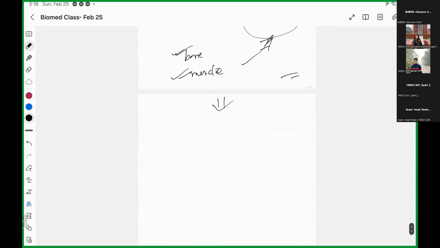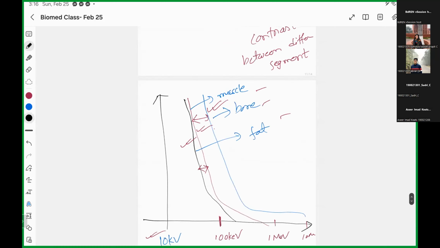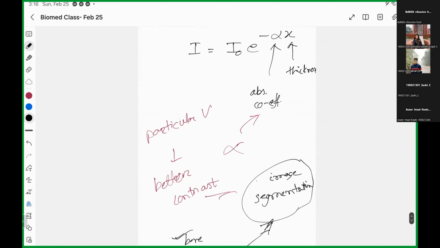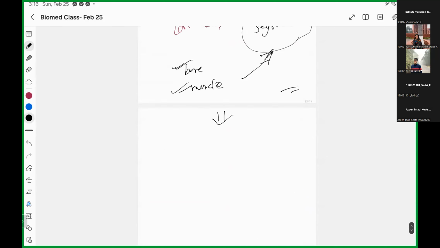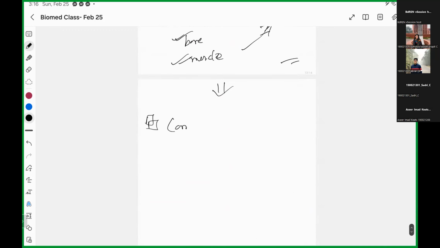Now we'll talk a little more about how these images are formed in X-ray imaging in the next class, along with computed tomography, CT. But before we finish, let's talk about the complications of X-ray. This is an important topic. I will give you an article, and you can read it on your own.